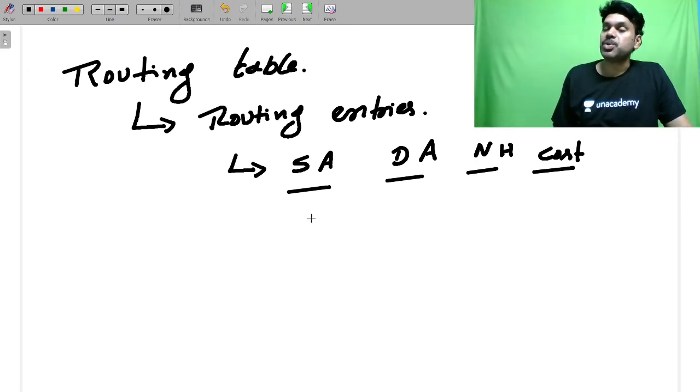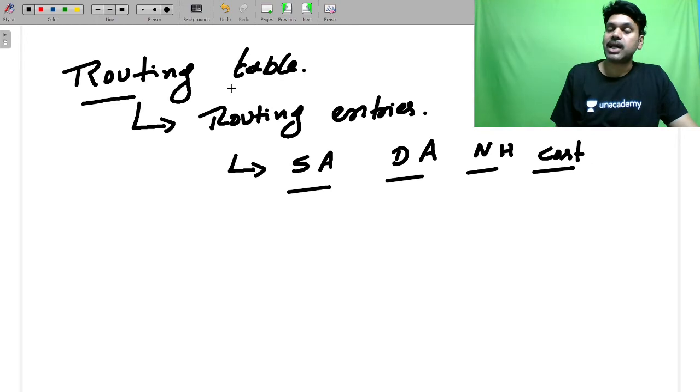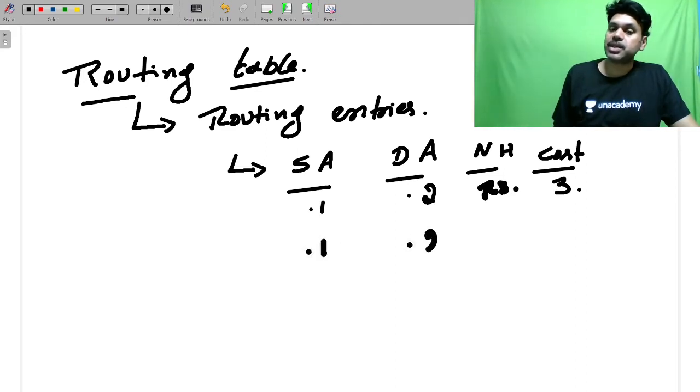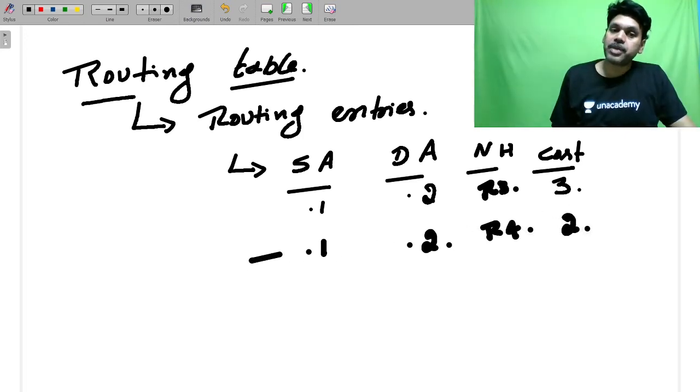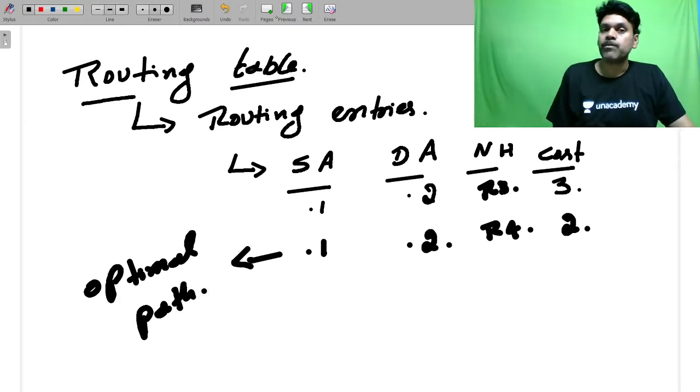So it consists of different routing addresses, source address, destination. They are going to be changed from time to time. So this is a table which consists of routing entries. Every routing entry, for example, I say source is A1, destination is A2, next hop I want to write as R3 and cost is 3. Now again source address is A1, destination address is A2, there is another way also via another hop, and I say that cost is 2. So my optimal path is this only. This is your optimal path. Okay. This is a routing table.